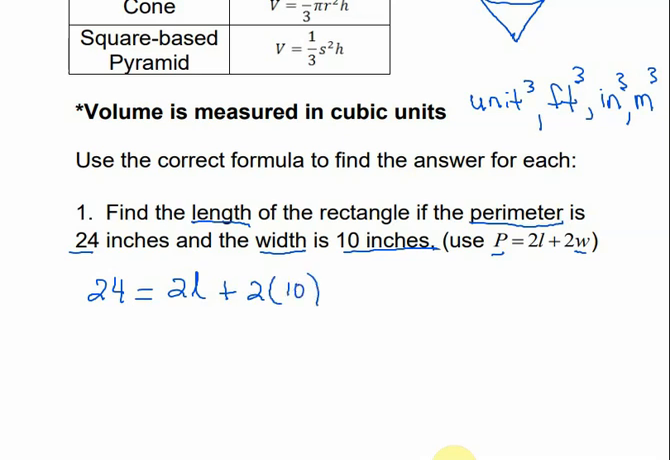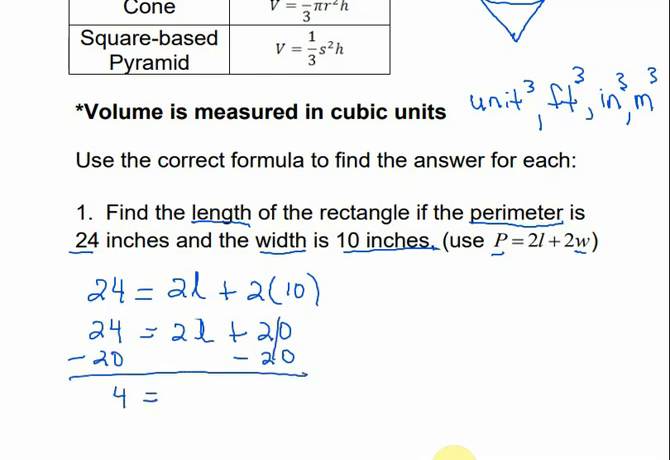Now that I only have one variable, I can solve this formula for L. So I have 24 equals 2L plus 2 times 10, which is 20. I'm going to subtract 20 from both sides, and that gives me 4 equals 2L. Divide by 2, so L equals 2. So that would be the length, and the length is 2 inches, because we're talking about the perimeter.